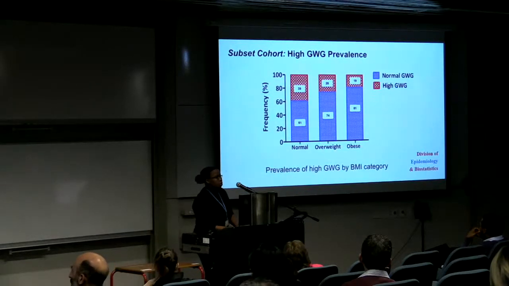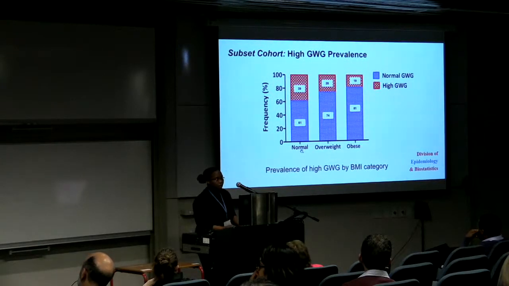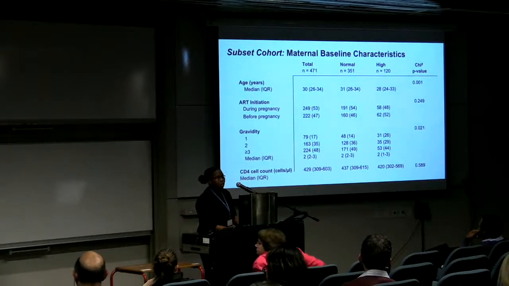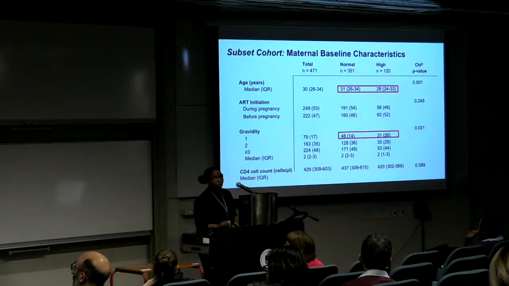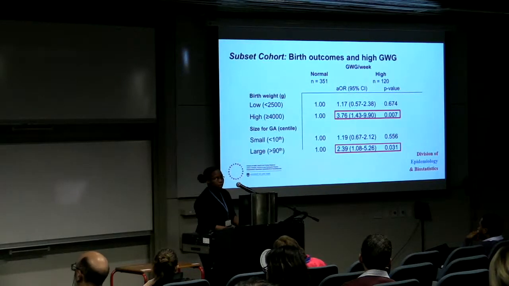These are the results of the subset cohort, and this figure shows the prevalence of high gestational weight gain by BMI category. The key finding is that high gestational weight gain was mostly prevalent in women that had normal BMI at their first antenatal care. Women who had high gestational weight gain were likely to be younger and to be primigravid compared to those who had normal gestational weight gain. High gestational weight gain was associated with high risk of high birth weight and large size for gestational age infants.